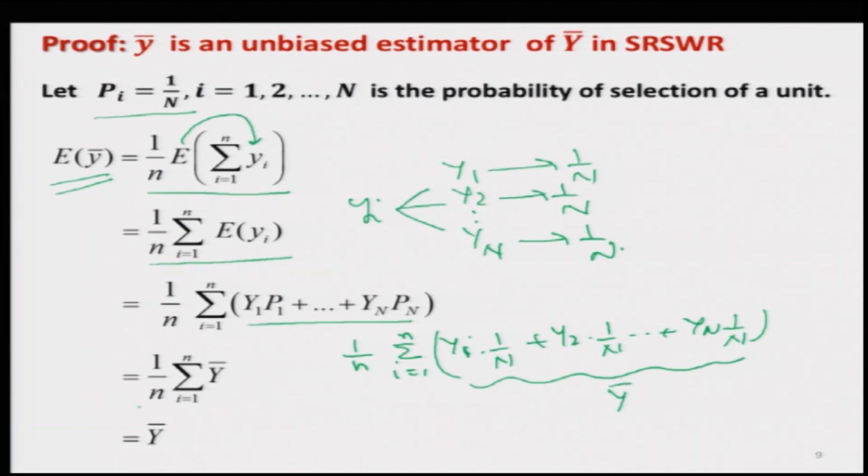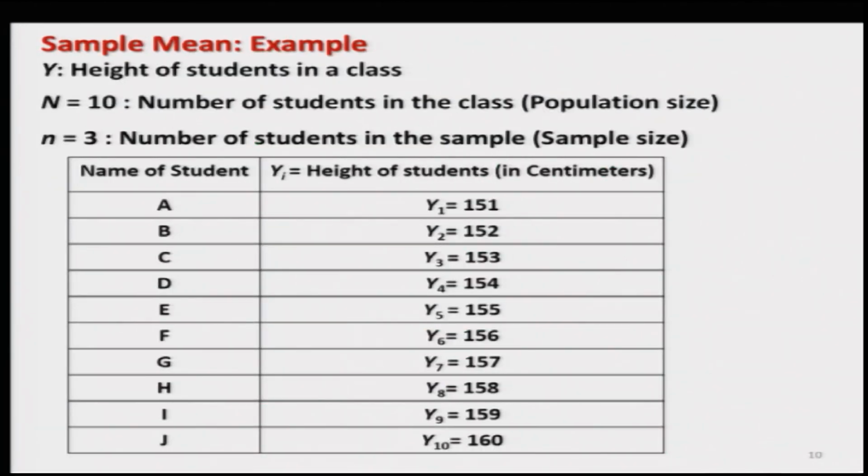So this quantity becomes 1 upon n summation i goes from 1 to n of capital Y bar, which is again n times Y bar upon n, which is equal to capital Y bar. So once again we can see that the sample mean is an unbiased estimator of the population mean in case of simple random sampling with replacement also.